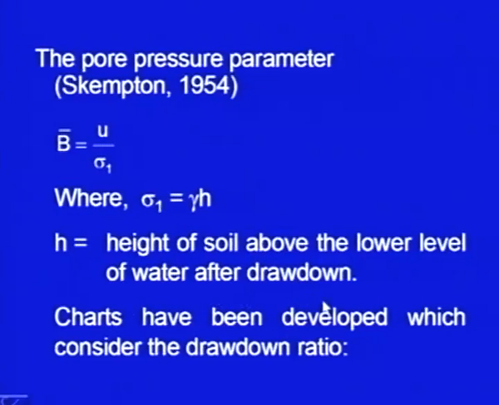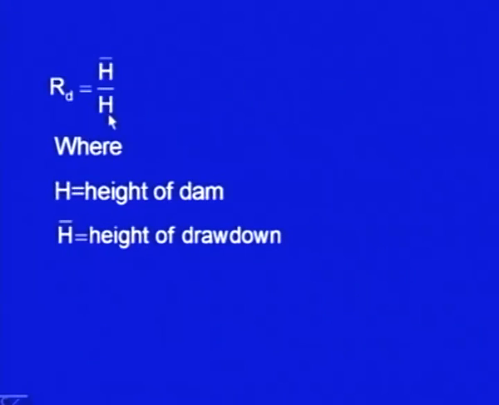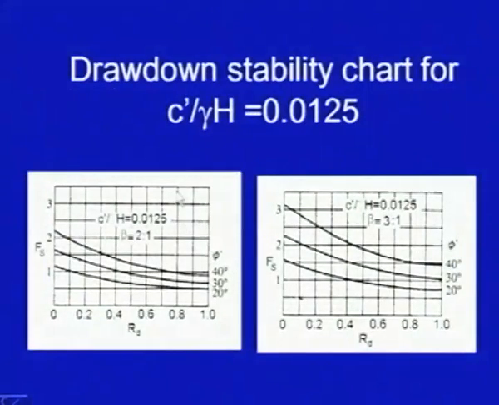And finally, the method is available in terms of charts. So, in these charts, this factor R d is calculated as h bar upon h, where h is the height of dam and h bar is the height of drawdown. So, here this is the chart for C dash upon gamma h is equal to 0.0125. There the factor of safety is on the y axis, and on the x axis the R d value is there, and this particular chart is for a slope having 2 horizontal to 1 vertical as the slope angle.